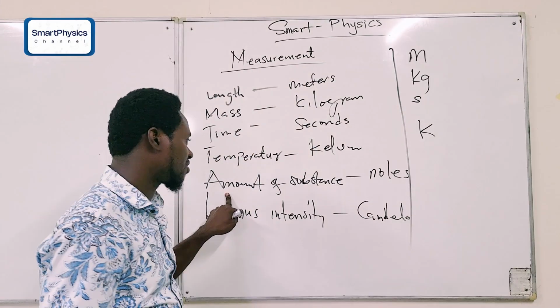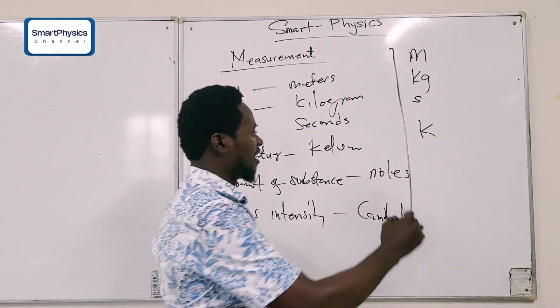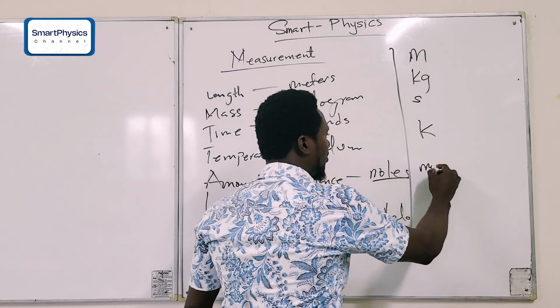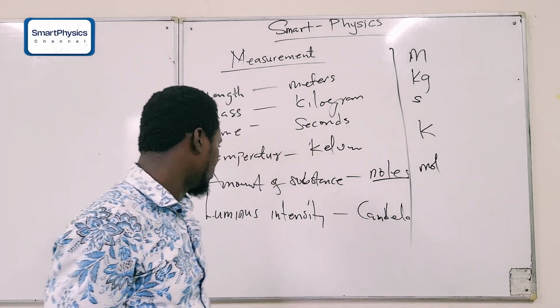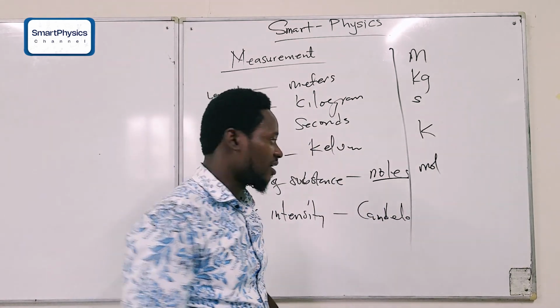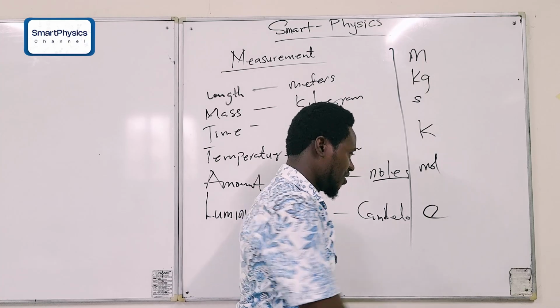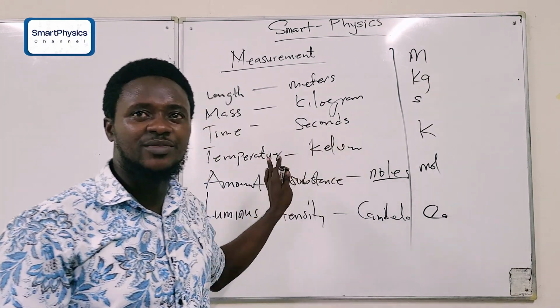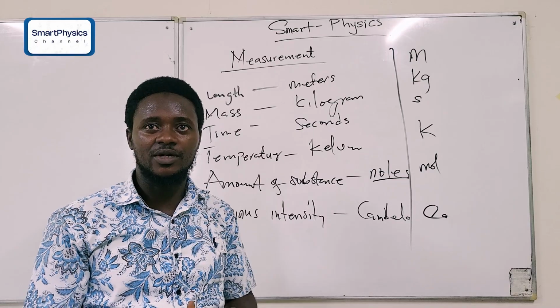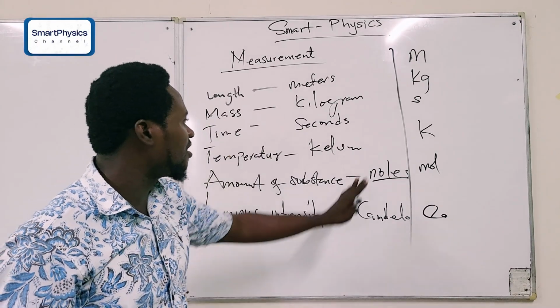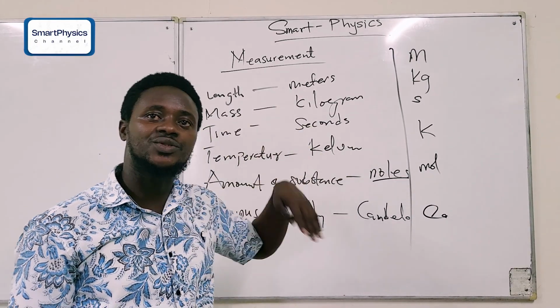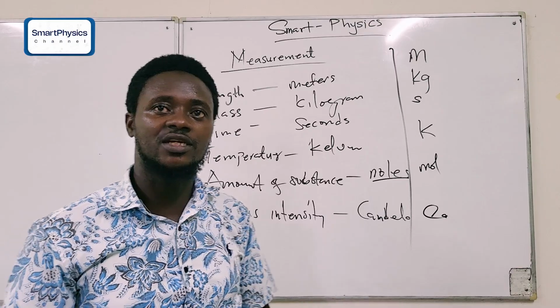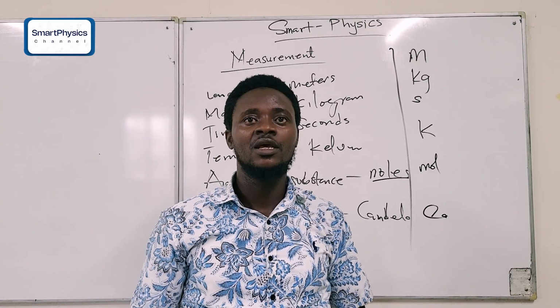We also talked about amount of substance, and that's measured in mole. The unit is mole, okay? And then the luminous intensity can be written as C and then a small d. Okay, so this is basically what measurement is all about. We should understand this, and then it will take us to our next topic, vectors and scalars.